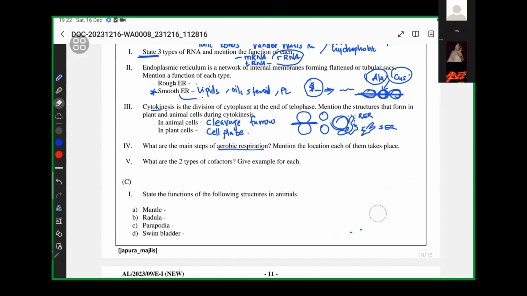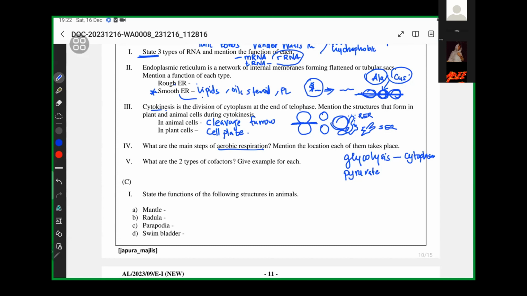The first one is glycolysis. So where does the glycolysis happen? It happens in the cytoplasm of the cell. The second one is pyruvate oxidation. It's a linking stage between the glycolysis and the Krebs cycle, but we need to mention all those 4 steps because it was in your resource book.